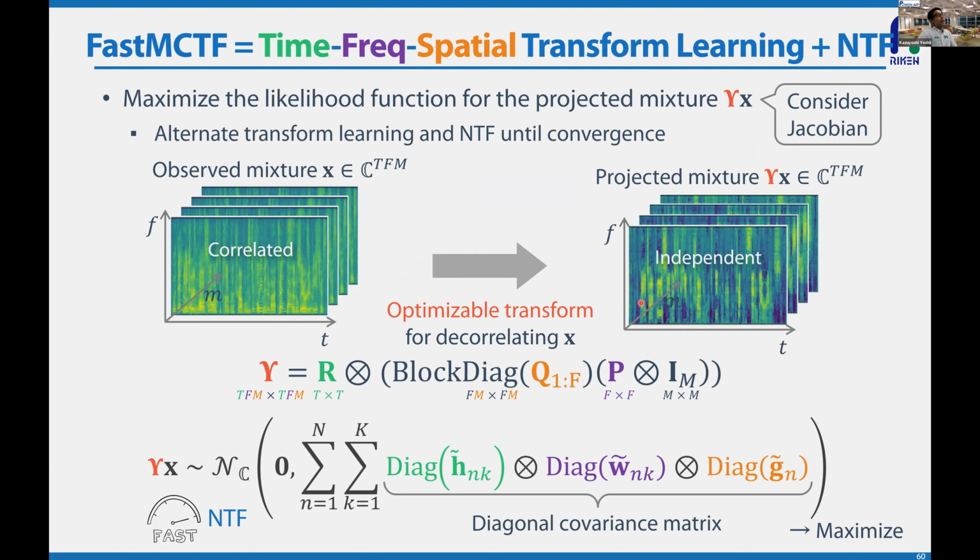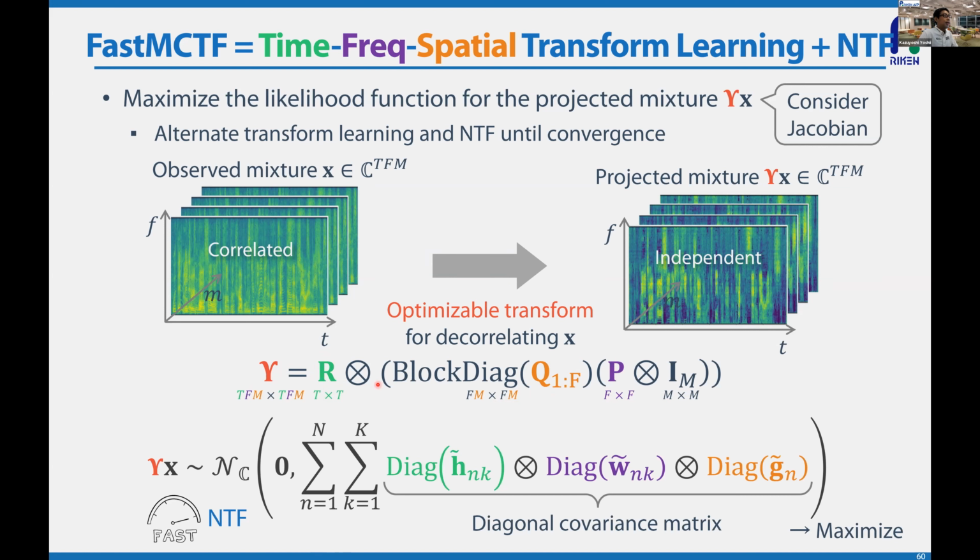Okay, so FastMCTF is time-frequency-spatial transform learning and NTF. As we already explained, the observed mixture, the original mixture, is transformed into another domain by using this equation, where the transform matrix is given by this equation. Here the time domain transform, channel domain transform and the frequency domain transform are incorporated together.